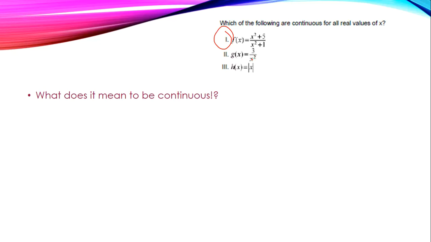Now, if I plug in a 0 here, I would get undefined in my denominator. So that would not be continuous. And if I plug in a 0 for this function, it doesn't really matter. It's just going to be a constant. So the two functions that are continuous would be 1 and 3.